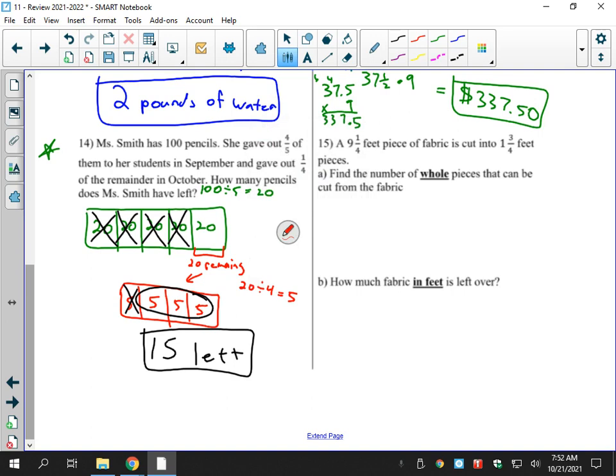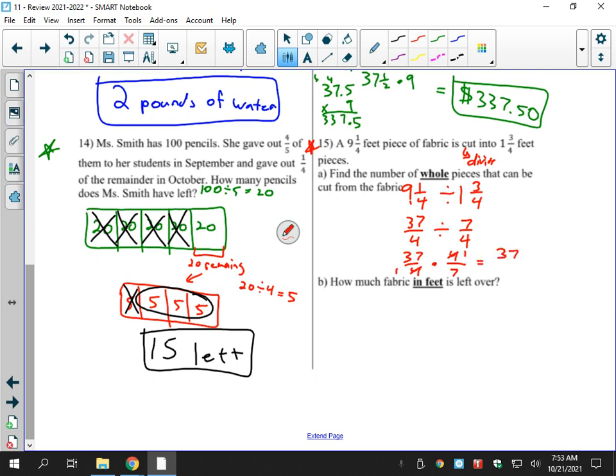Okay. Now on 15, this is big important word problem number 1. We can bet money this one's going to be on the test. A 9 1/4 foot piece of fabric is cut into 1 3/4 feet pieces. Find the number of whole pieces that can be cut from the fabric. Right, we said that word cut was a clue that we were going to divide. So we're going to do 9 1/4 divided by 1 3/4. So that'll be 37/4 divided by 7/4. Now we're going to keep, change, and flip. We've got cross canceling here.